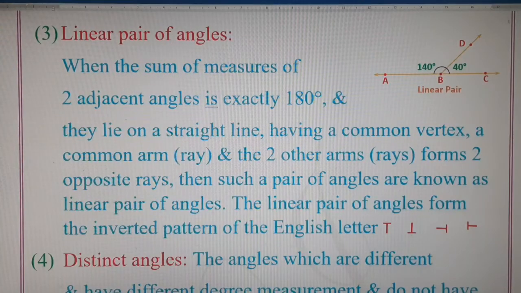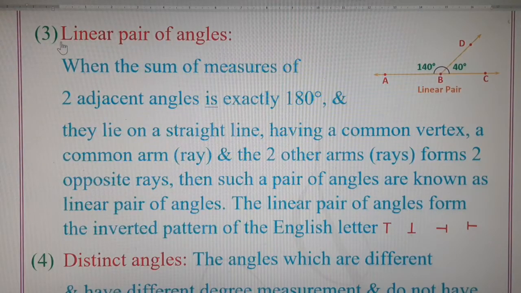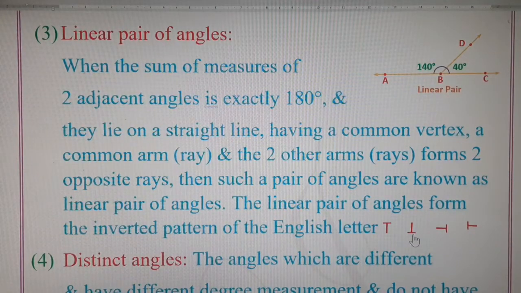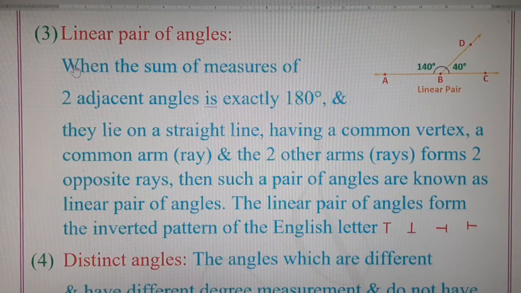Let's go to the third type of pair of angles. The third type will be linear pair of angles. This is a very important type of pair of angles, children. We have to remember, in a linear pair of angles, the particular pattern of the English letter T is formed. So children, if you look at the diagram, this looks like an inverted T, just like this T. So let us study about its definition.